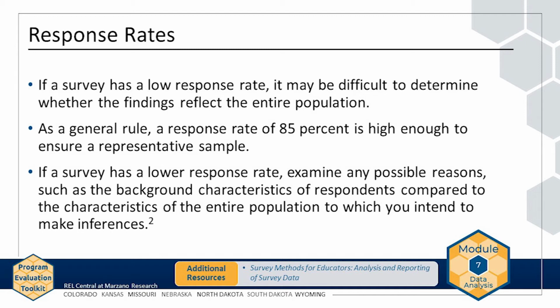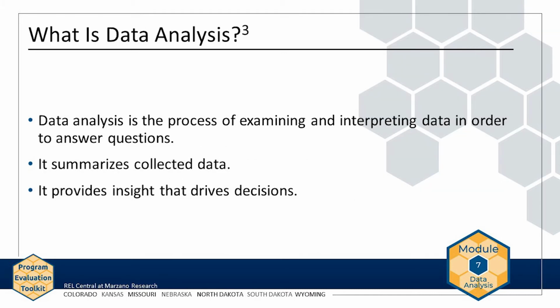This is particularly important if the response rate is low among groups you intend to generalize to, or if characteristics of non-respondents might also be associated with key variables of interest on your survey. To learn more, refer to the Survey Methods for Educators Analysis and Reporting of Survey Data report, available in the resources page of the website. Once you are confident about the accuracy of your data, you can move on to data analysis.